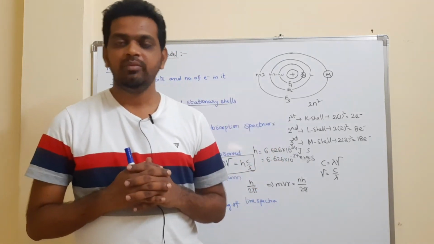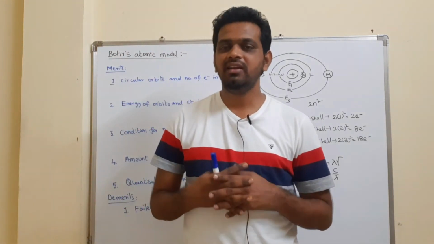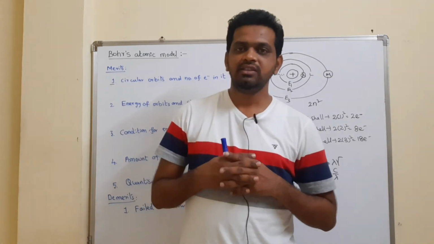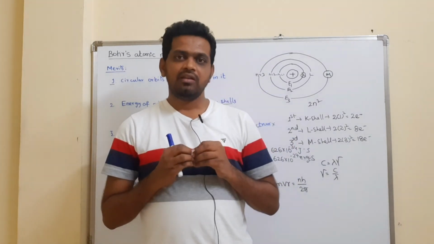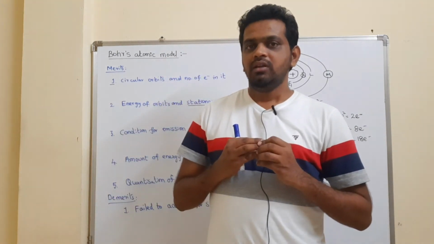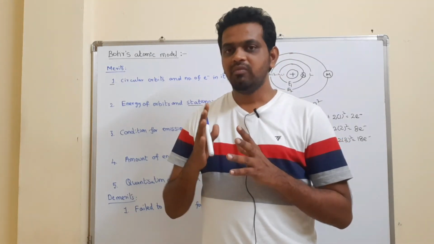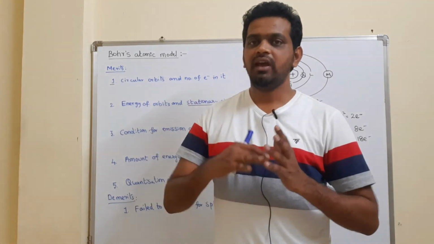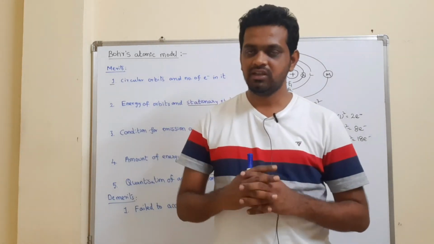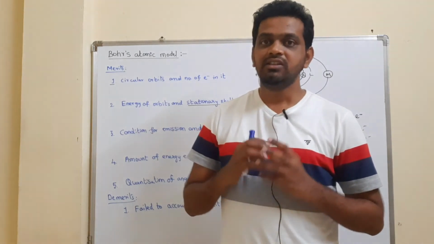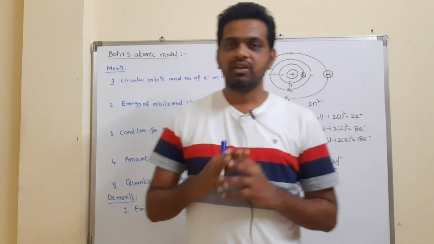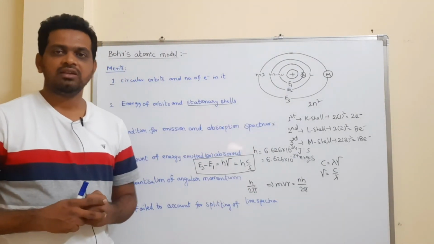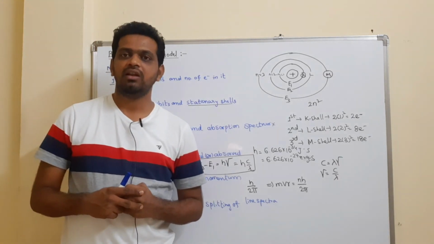And coming to the demerits of Bohr's atomic model, it failed to explain the line spectra. Whenever we observe the spectrum on a spectroscope, the spectrum splits into finer lines in the presence of an electric field and a magnetic field. This was not explained by Bohr's atomic model. Splitting of spectra in the presence of an electric field is called the Stark effect, and splitting of spectra in the presence of a magnetic field is called the Zeeman effect.